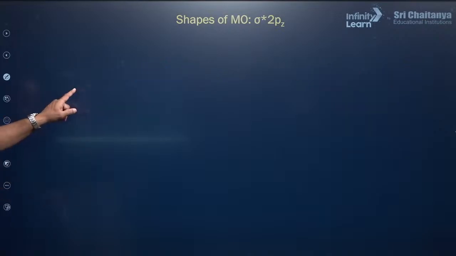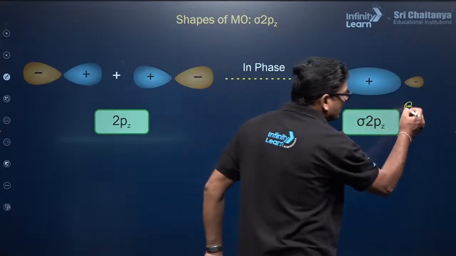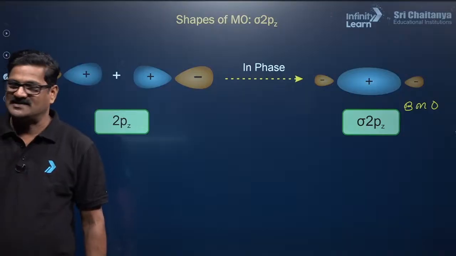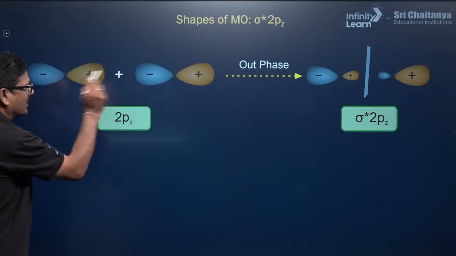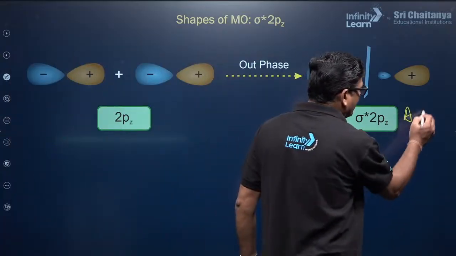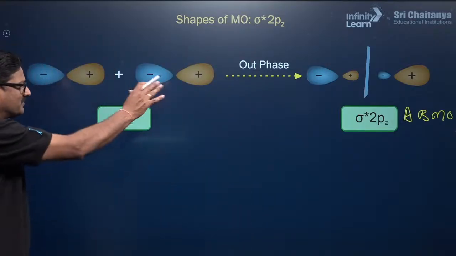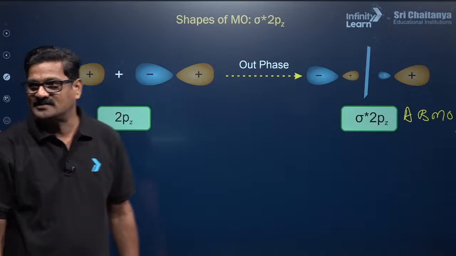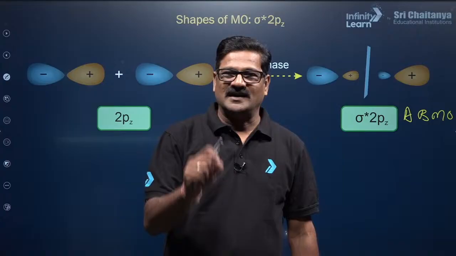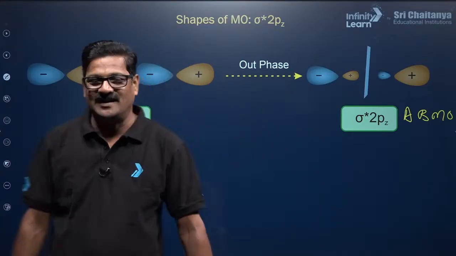If you see here, plus and plus combine, that forms bonding molecular orbital. Plus and plus, positive overlapping. If it is plus and minus, it is going to be out of phase. It is going to give you anti-bonding molecular orbital, mind it. That is called destructive interference, out of phase. That is the importance of the plus and minus. Okay, Z is the internuclear axis. The imaginary line that connects the bonded nuclei is called internuclear axis.